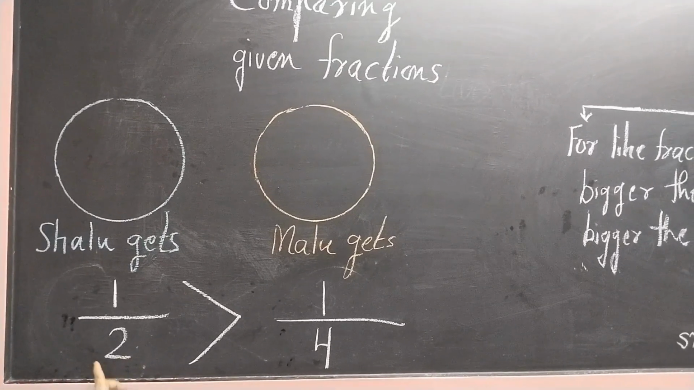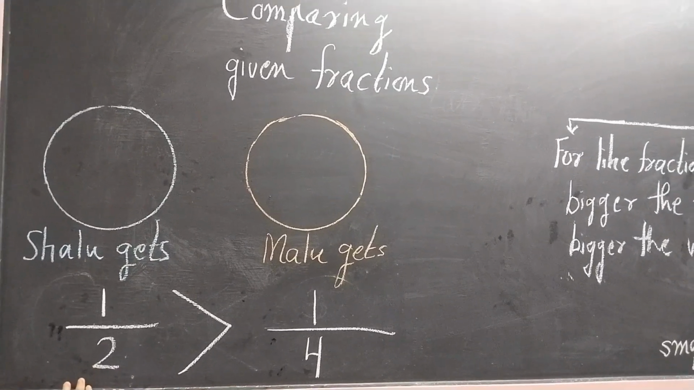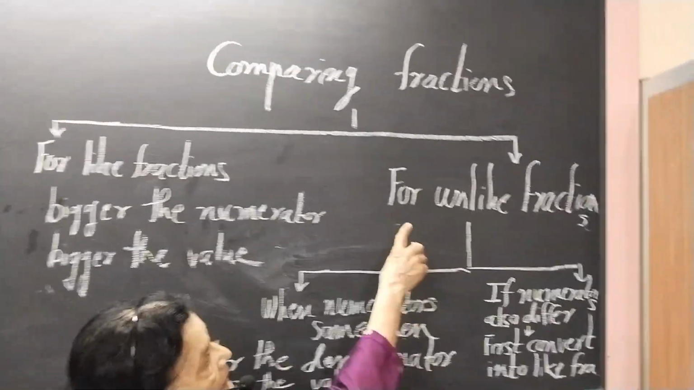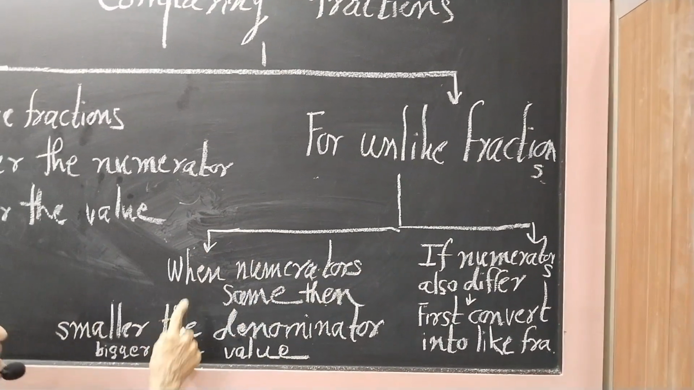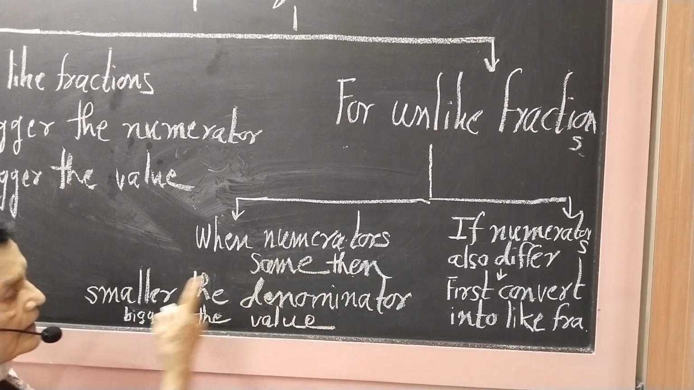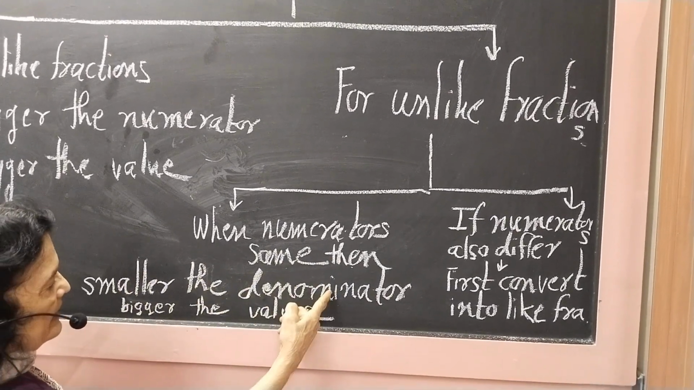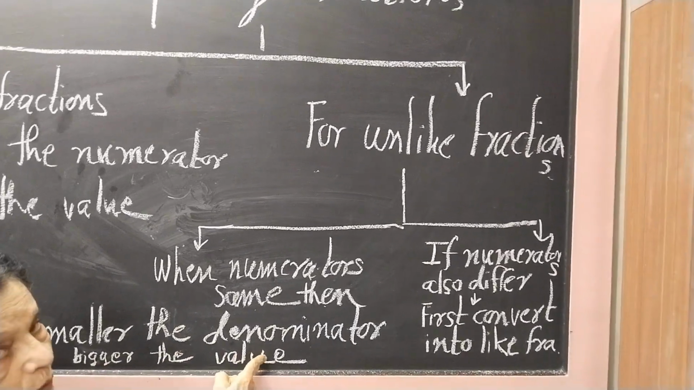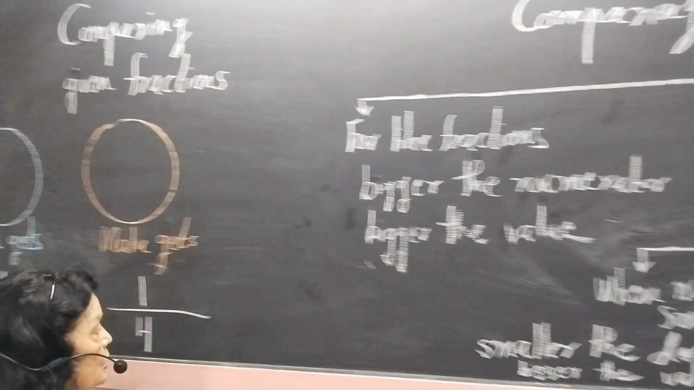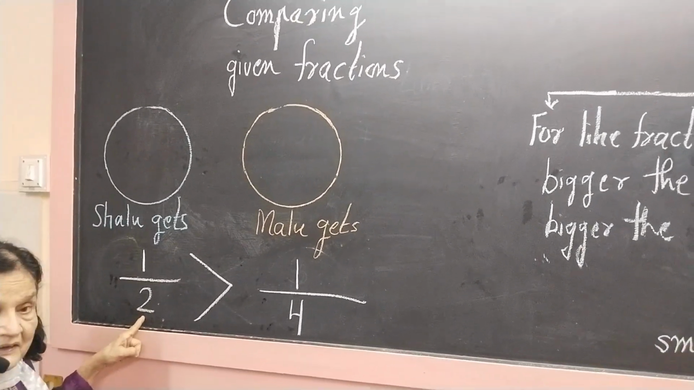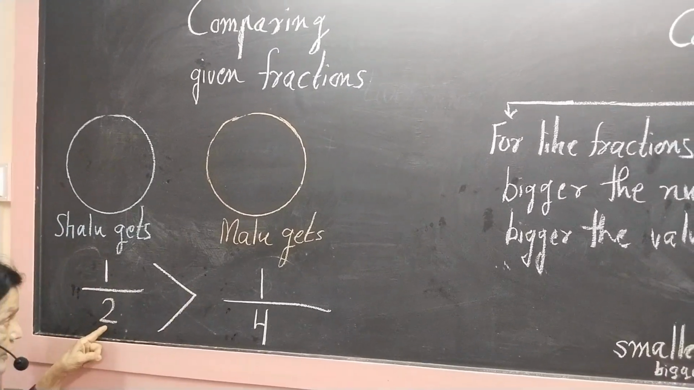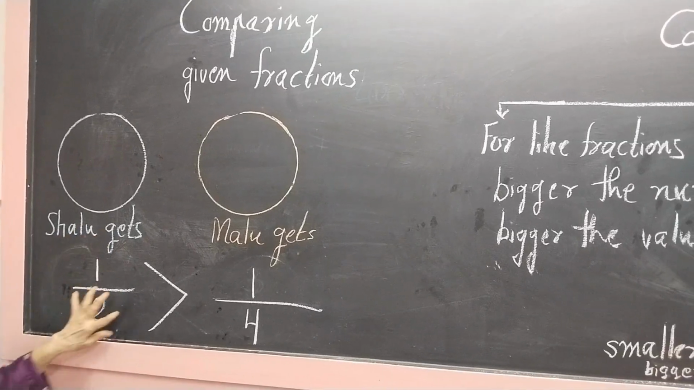And the same thing we can write as the rule for unlike fractions. For unlike fractions, when numerators are the same, then smaller the denominator, bigger the value of the fraction. Now here once again, smaller the denominator, here 2 is smaller than 4. Smaller the denominator, bigger is its value.